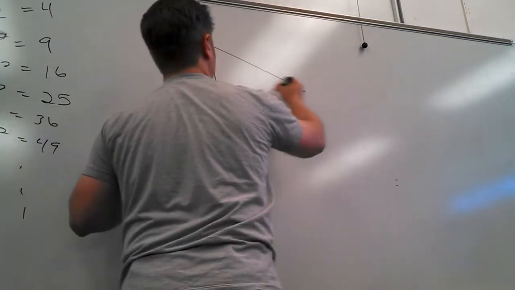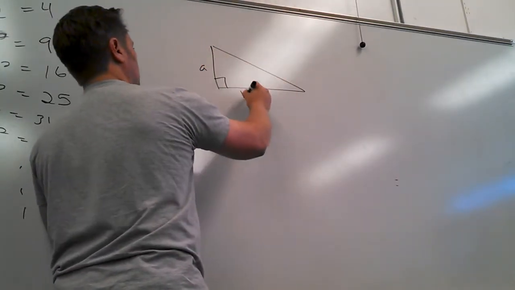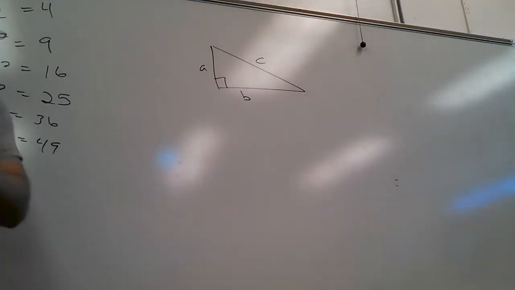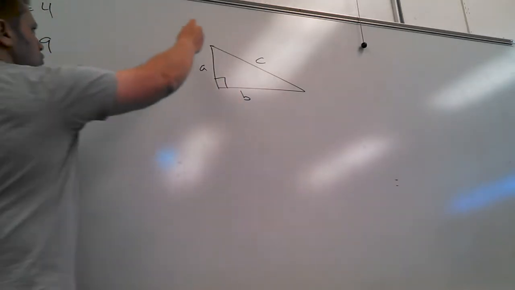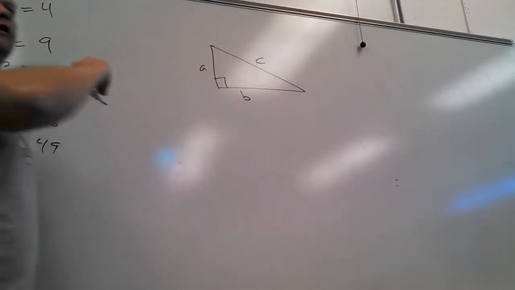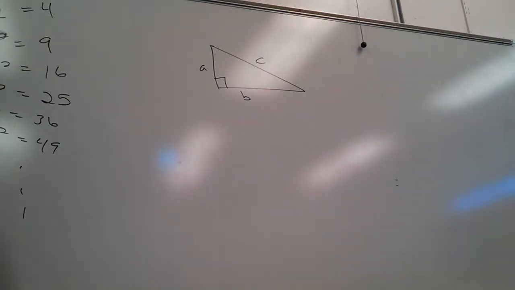If I have a right triangle with sides A, B, C, we're not going to do a full proof, but I want to show you a nifty visual as to why this makes sense. If I drew a square off of this side, you guys see what I'm saying? I want to draw a square off of that side.